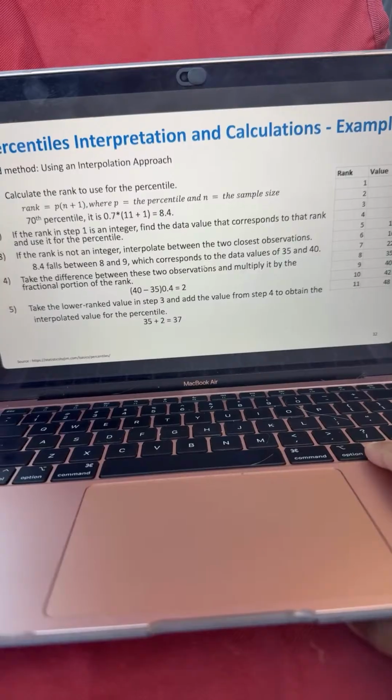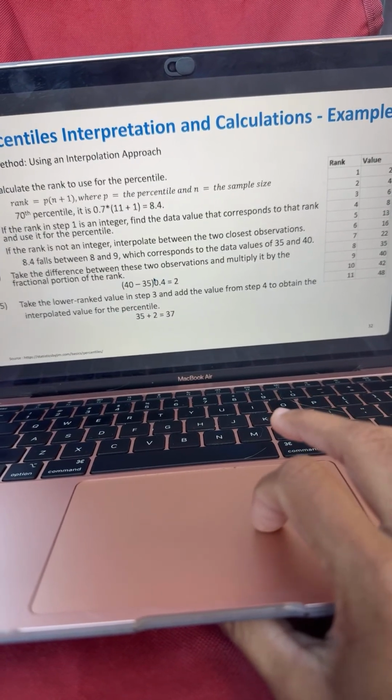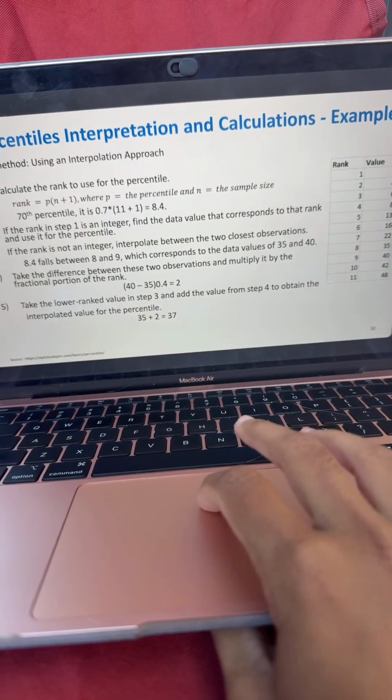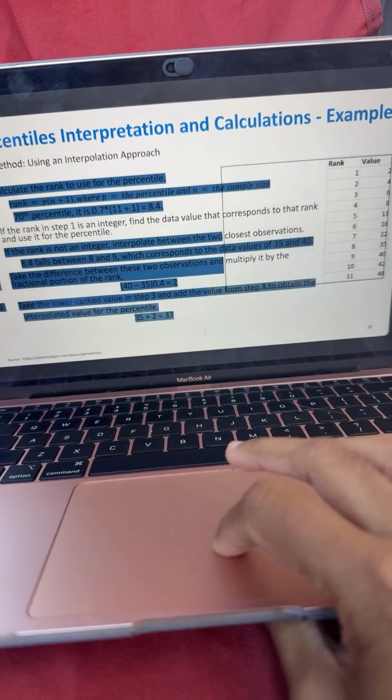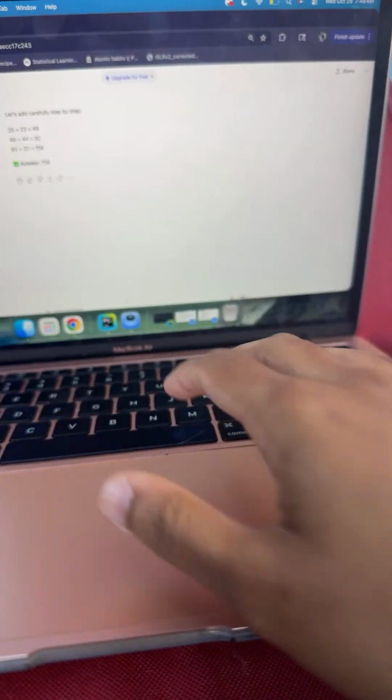How is the fractional portion of the rank 0.4? I don't understand that part. Let's ask ChatGPT to explain, because this might be on the exam. Alright, let me type this in.